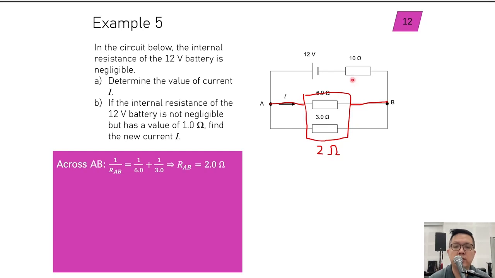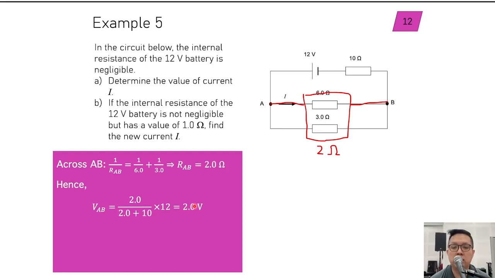Okay, so if it's in series with 10 ohms, you can use the potential divider concept. To find VAB, you just take the ratio of this resistance over the total resistance. So this will be 2 over 2 plus 10, so 2 over 12. I get 2 volts nicely. Alright. Okay, so right now we are supposed to find the current.